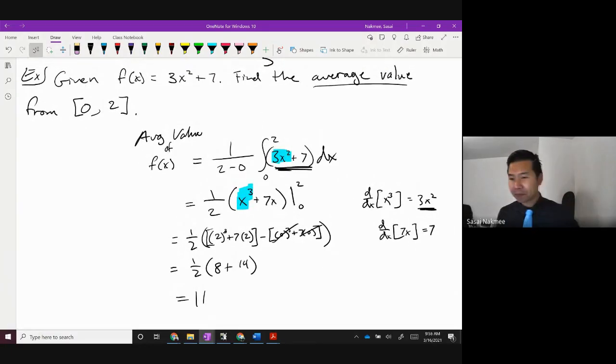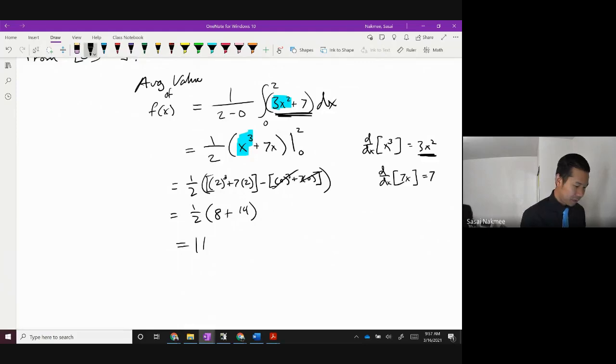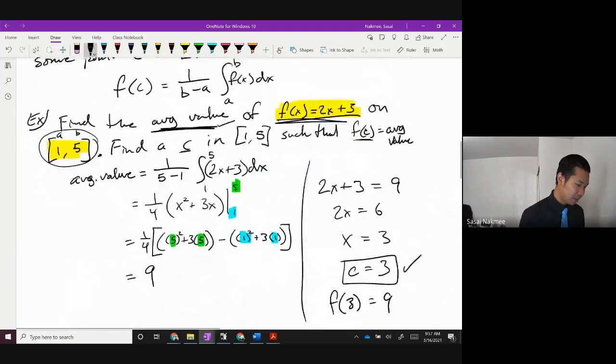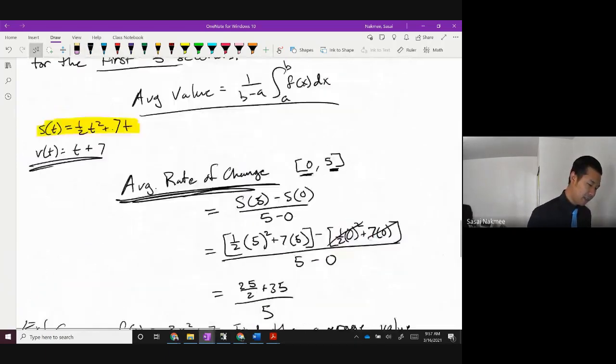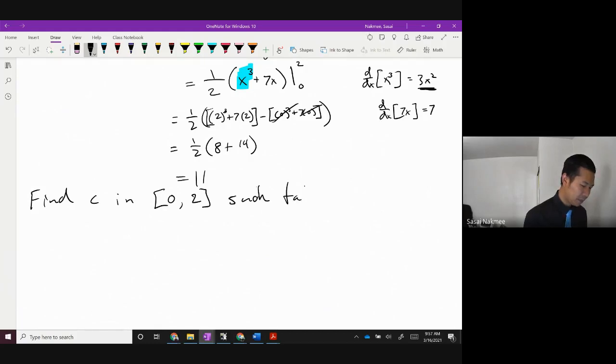Once you got that, how good are your algebra skills? With this being done, can I ask you to find C in the interval from 0 to 2 such that f of C is equal to the average value.